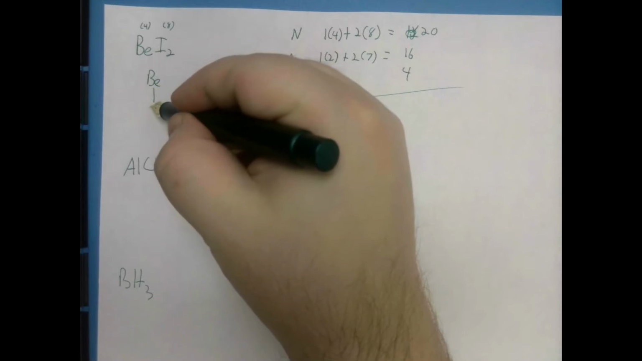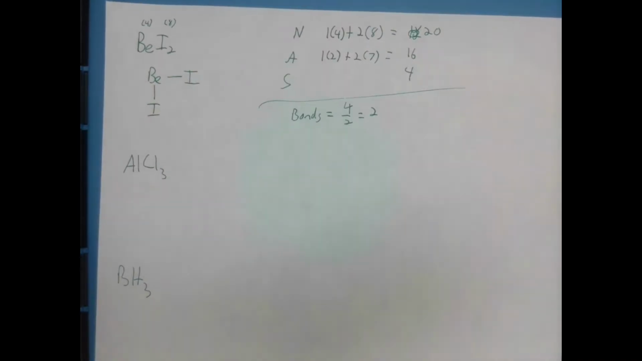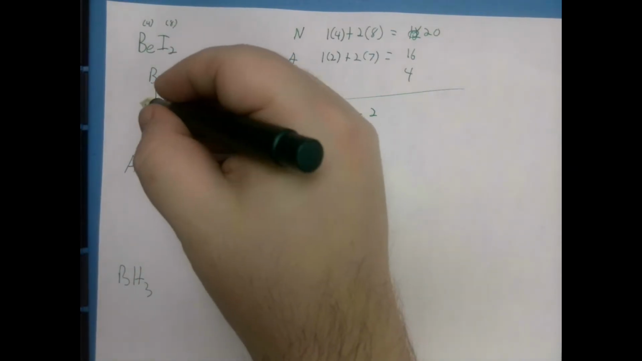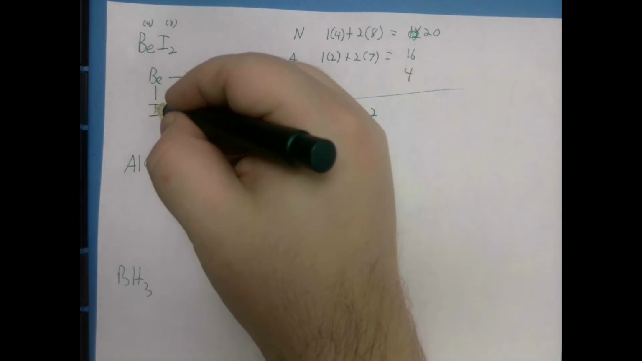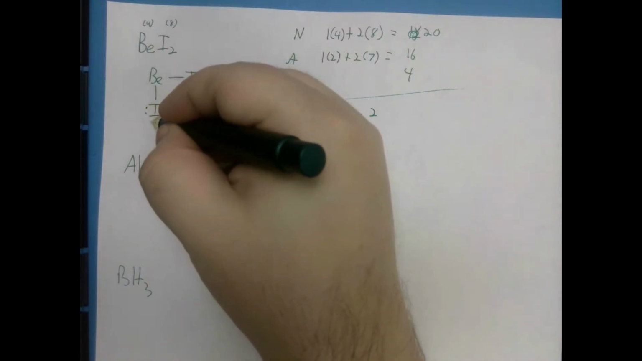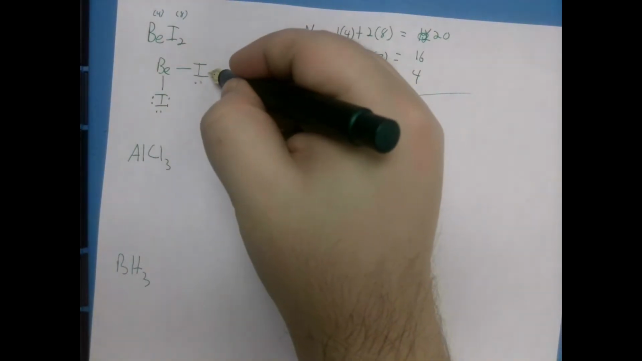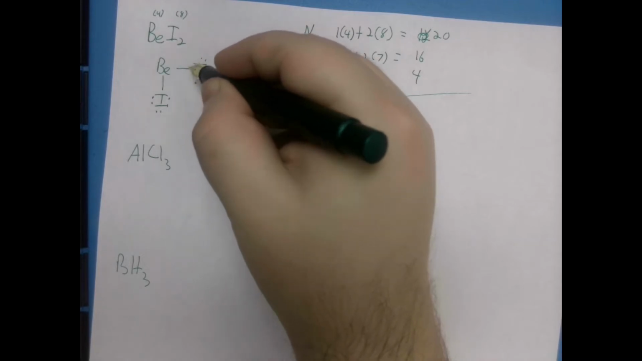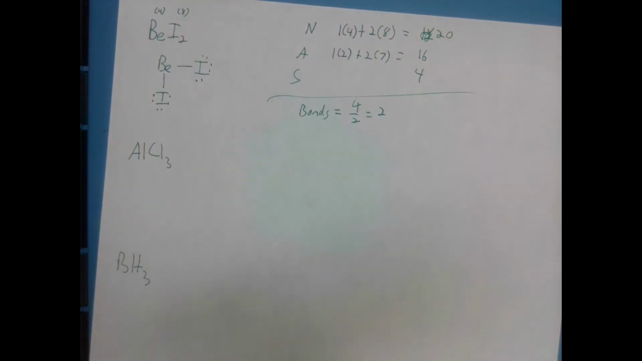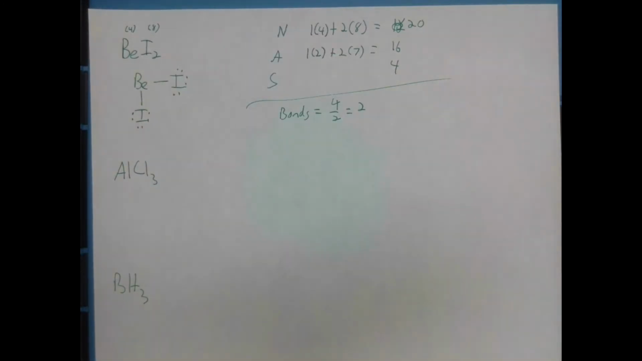Beryllium bonded with I, and like this. And we're going to complete the octet rule on each of them. So I is going to have 1, 2, 3, 4, 5, 6, 7, 8. 1, 2, 3, 4, 5, 6. The line gives it another 2. That's 8. Beryllium only needs 4. So 1, 2, 1, 2.